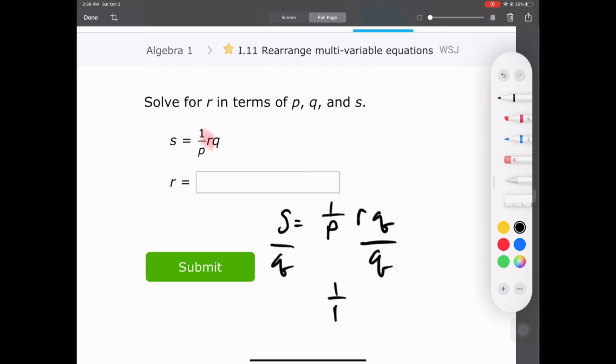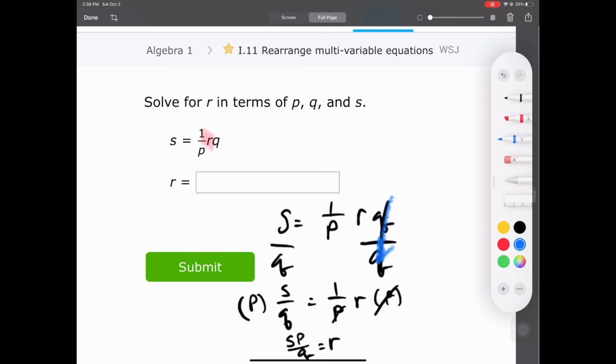We're left with S divided by Q on my left side, but we still have the P on the right. What is the P doing to the R? We can say since it's on the bottom, it's dividing. The opposite of dividing is multiplication. Let's go ahead and multiply P to both sides. You see that the P's will divide out. Great. Now R is alone, and we're left with SP divided by Q. And that's it. That's all they want.